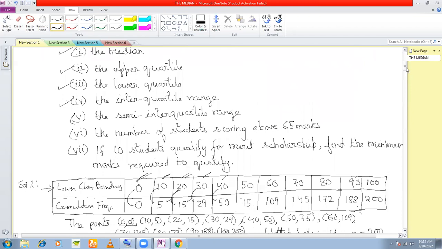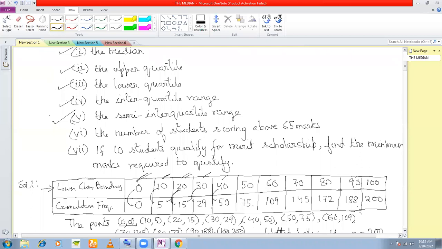But if the question is calculate the interquartile range, then that means they are not directly asking you for the upper quartile and the lower quartile. For interquartile range, you will definitely have to calculate the upper quartile and the lower quartile. Okay. So semi-interquartile range is also done.